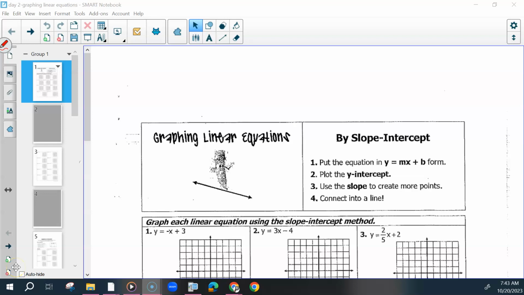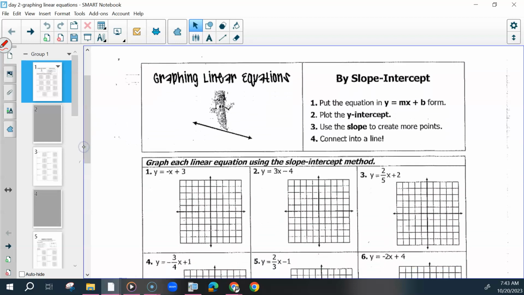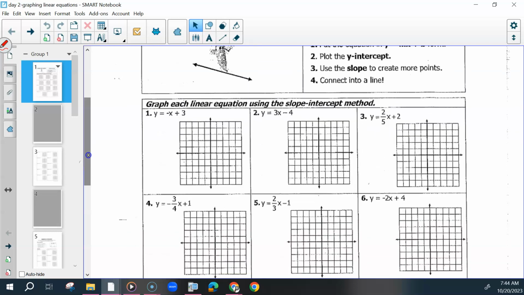We need to follow these rules. Put the equation in y equals mx plus b format if it's not already in that format. We're going to plot the y-intercept. After that, we're going to use our slope to create more points, and then we're going to connect all of the points with a line.